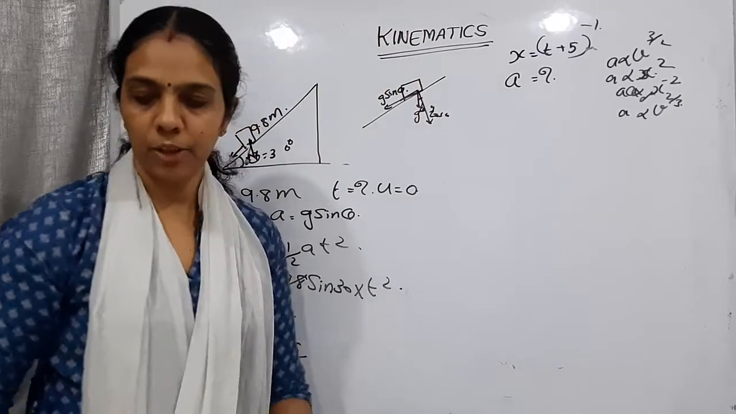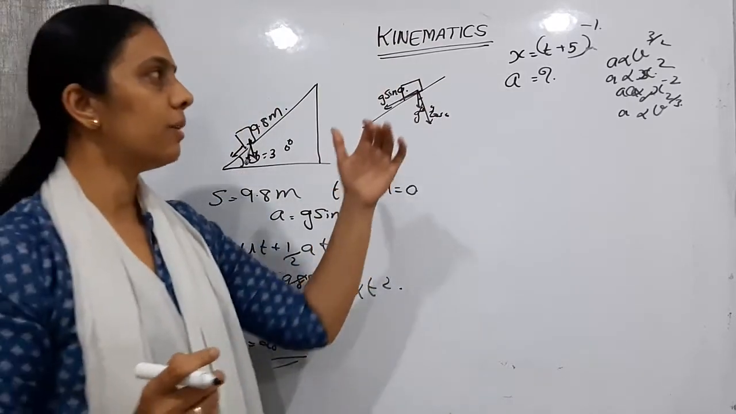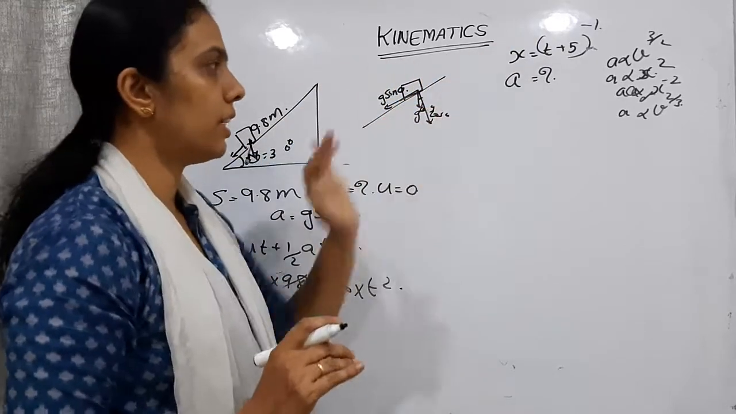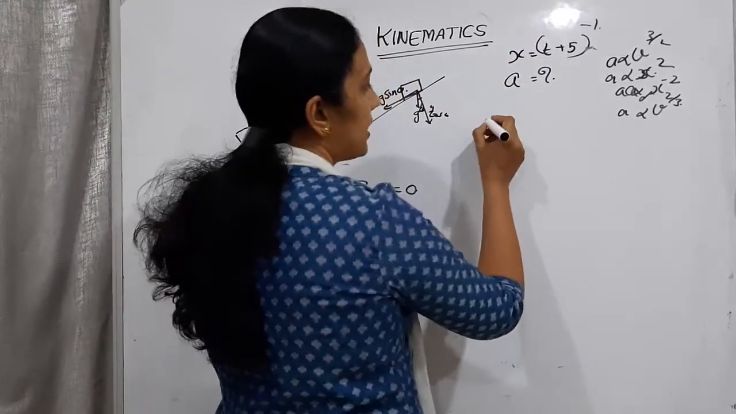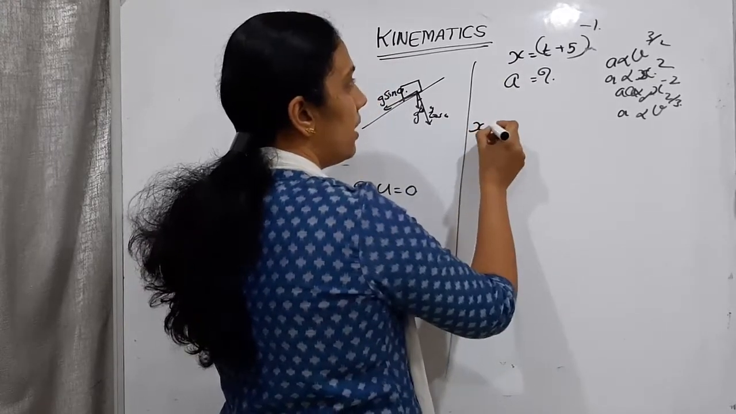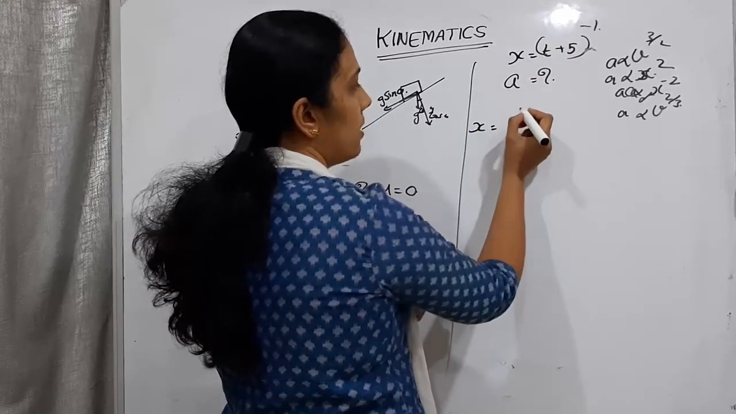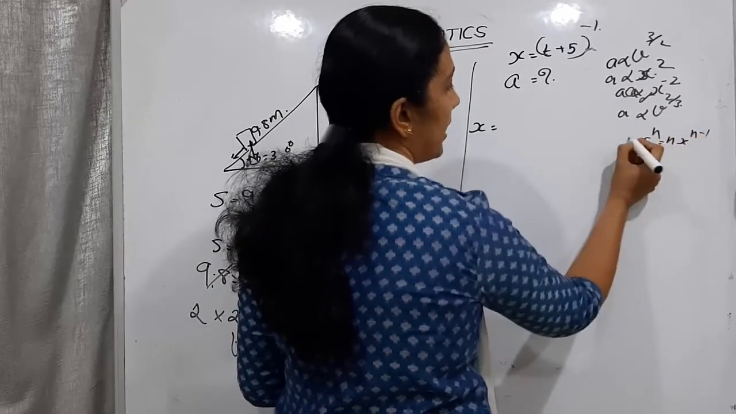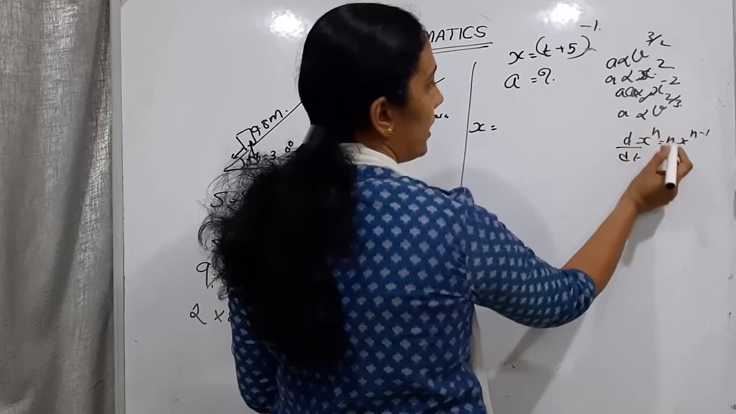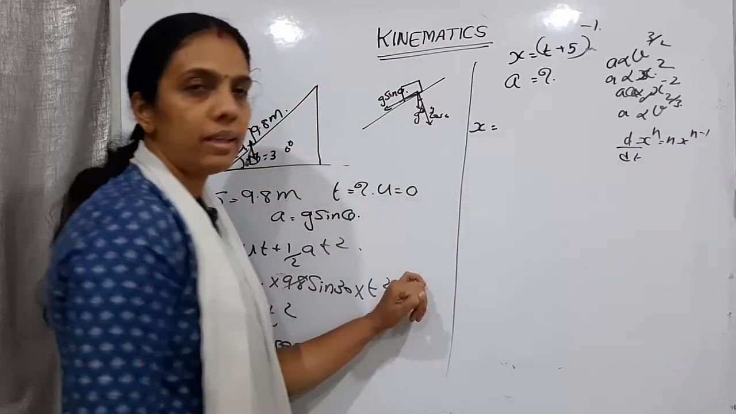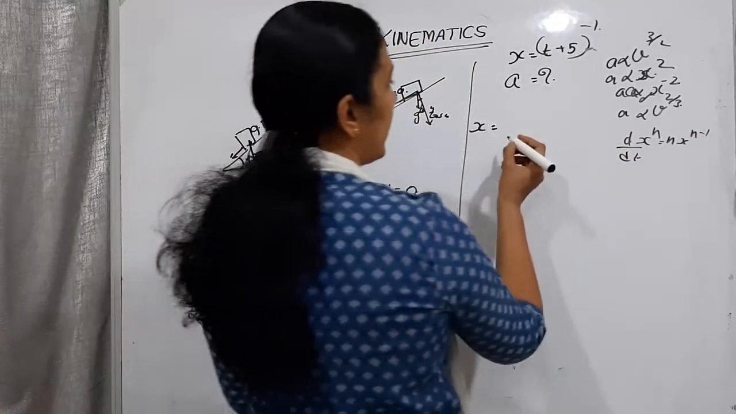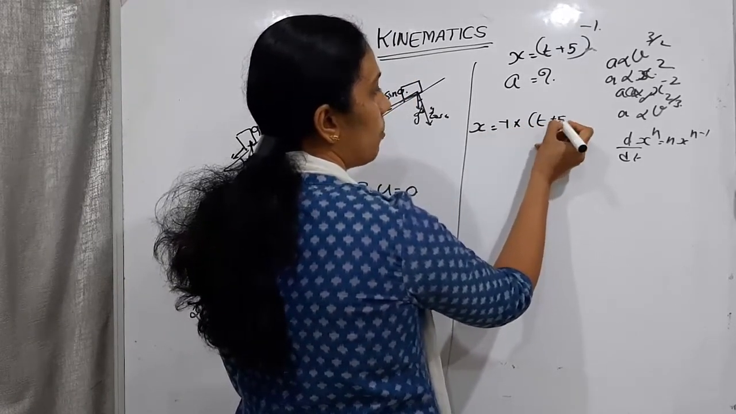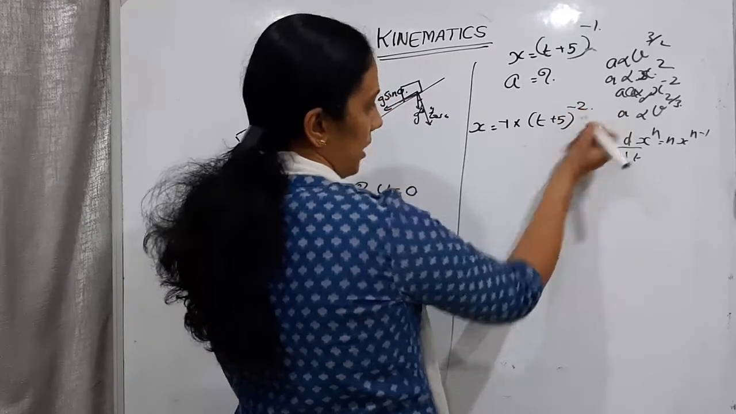Okay, so here we need to find out. This is just differentiation; we need to apply differentiation. Here position is given, x equals (t plus 5) to the power minus 1. d by dt of x to the power n equals n into x to the power n minus 1. So when we substitute that, we get minus 1 into (t plus 5) to the power minus 2.